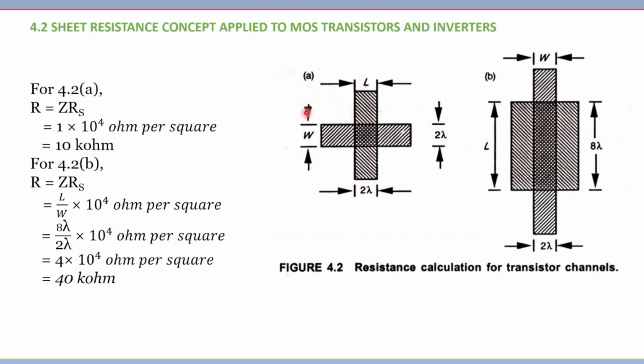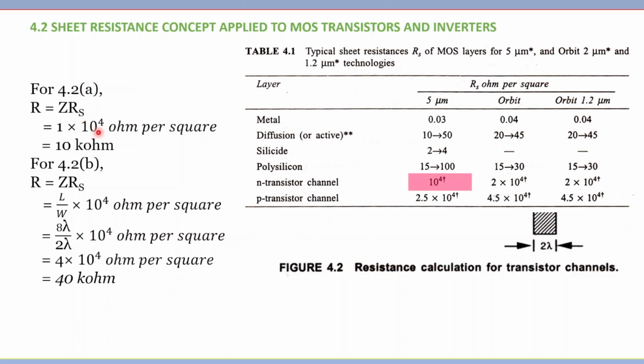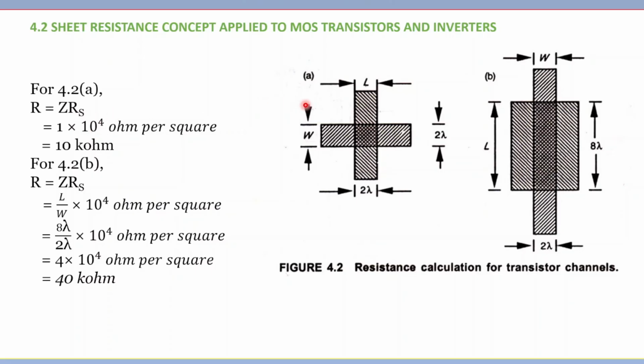Now we want to calculate the resistance for these transistors. For the transistor 4.2A, the resistance is Z into Rs. We can clearly see that L is 2 lambda and W is 2 lambda, so Z is 1, and Rs is 10 to the power 4 from the table. So the resistance for this transistor is 1 into 10 to the power 4 ohm per square, or 10 kilo ohm.